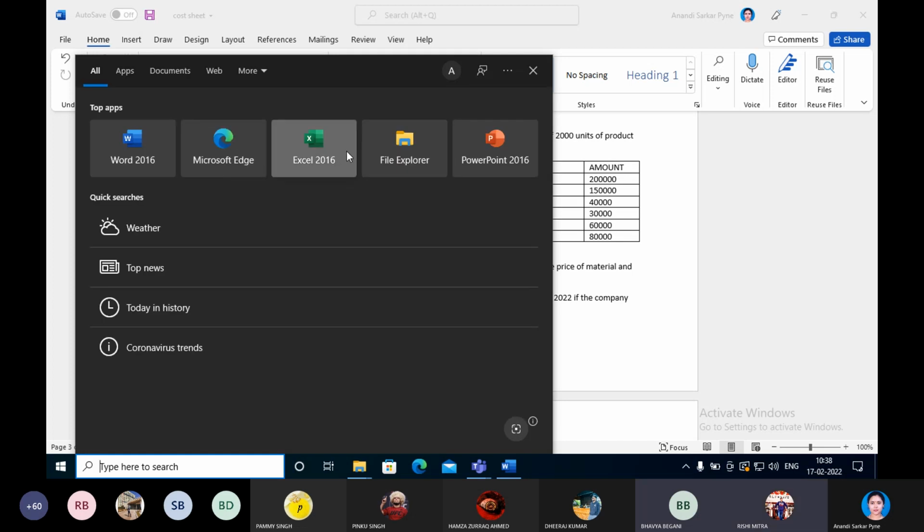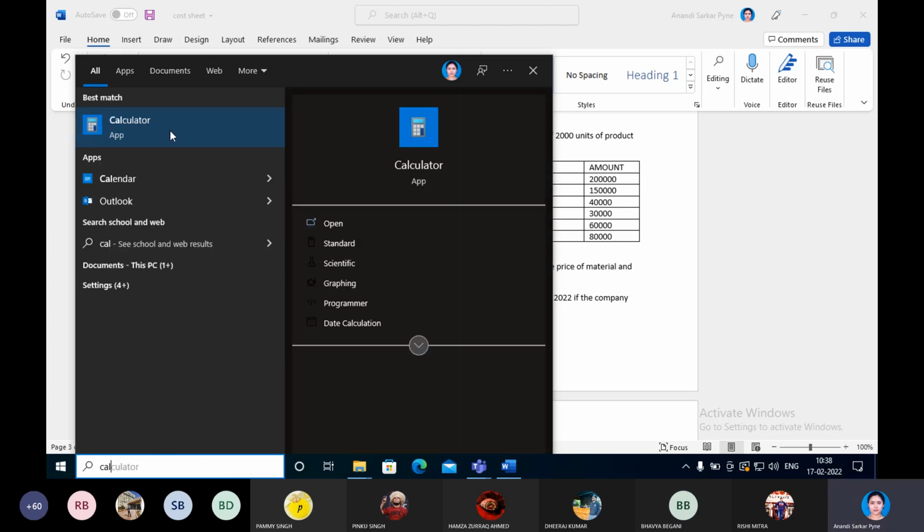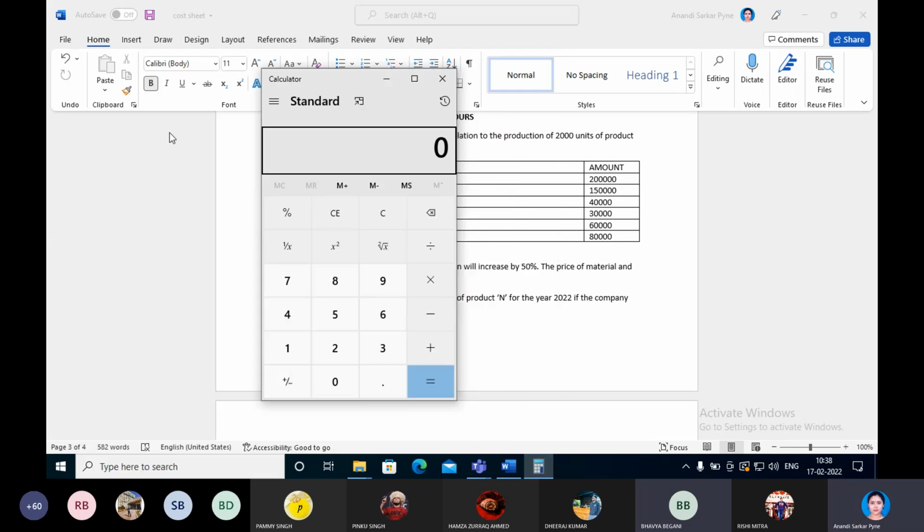Ma'am, from where are we getting this 2,000? 2,000 is the production units. Check in the problem, it's mentioned. Yes, ma'am. Sorry, ma'am, 100 rupees. If we divide 2 lakh by 2,000, we are getting 100.